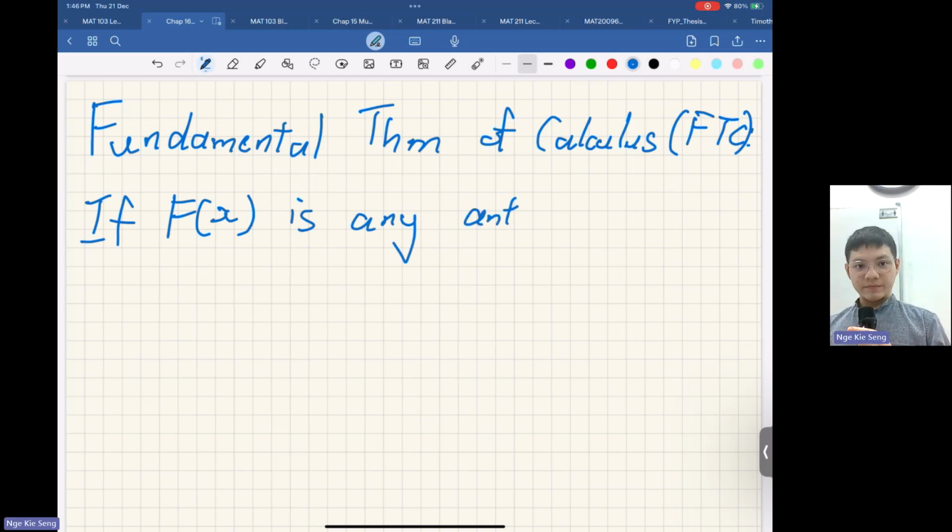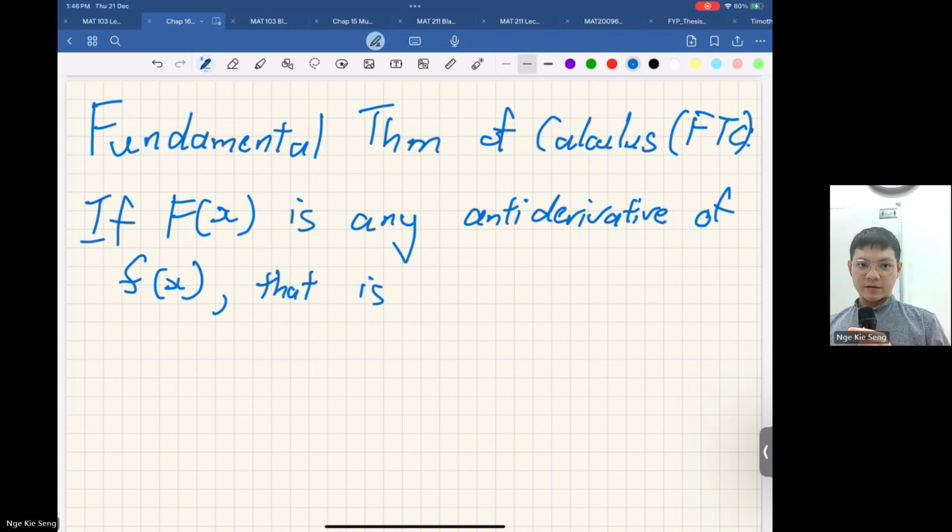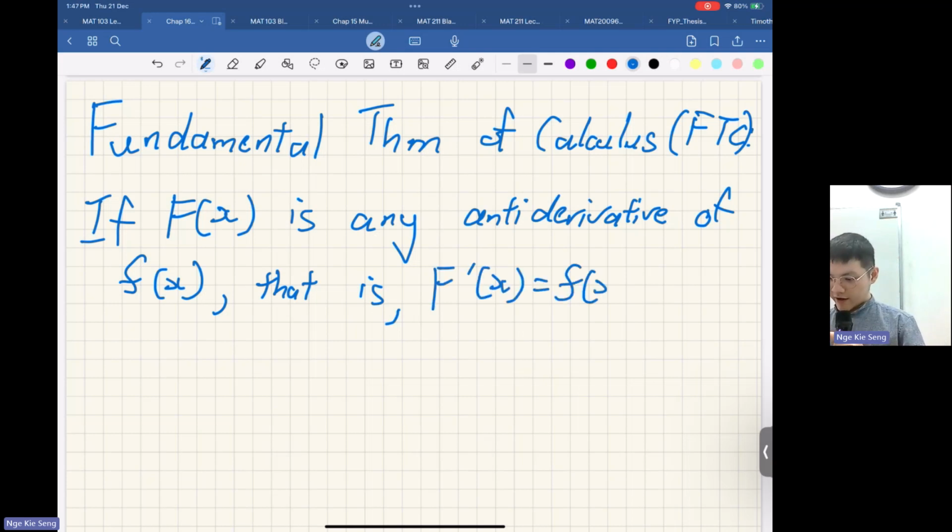If capital F is an antiderivative of little f, what does this mean here? It means F prime x equals f x. So little f x is the derivative of capital F x, which means capital F x is the antiderivative of little f, on some interval.